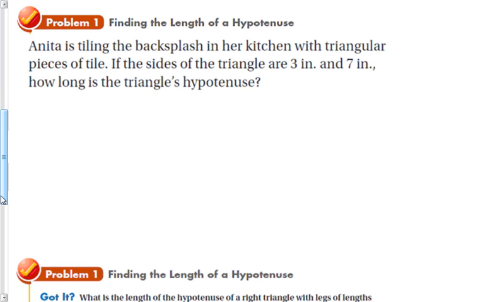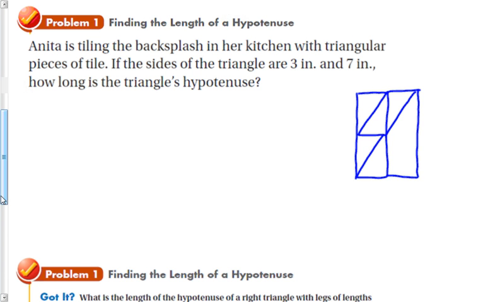All right. So Anita is tiling the backsplash of her kitchen with triangular pieces of tile. If the sides of the triangle are 3 and 7, how long is the triangle's hypotenuse? So I think what that means is she's tiling it like this. These triangles have legs that are 3 and 7. I'll just draw one here. And what we want to know is how long is that side of the triangle, C.